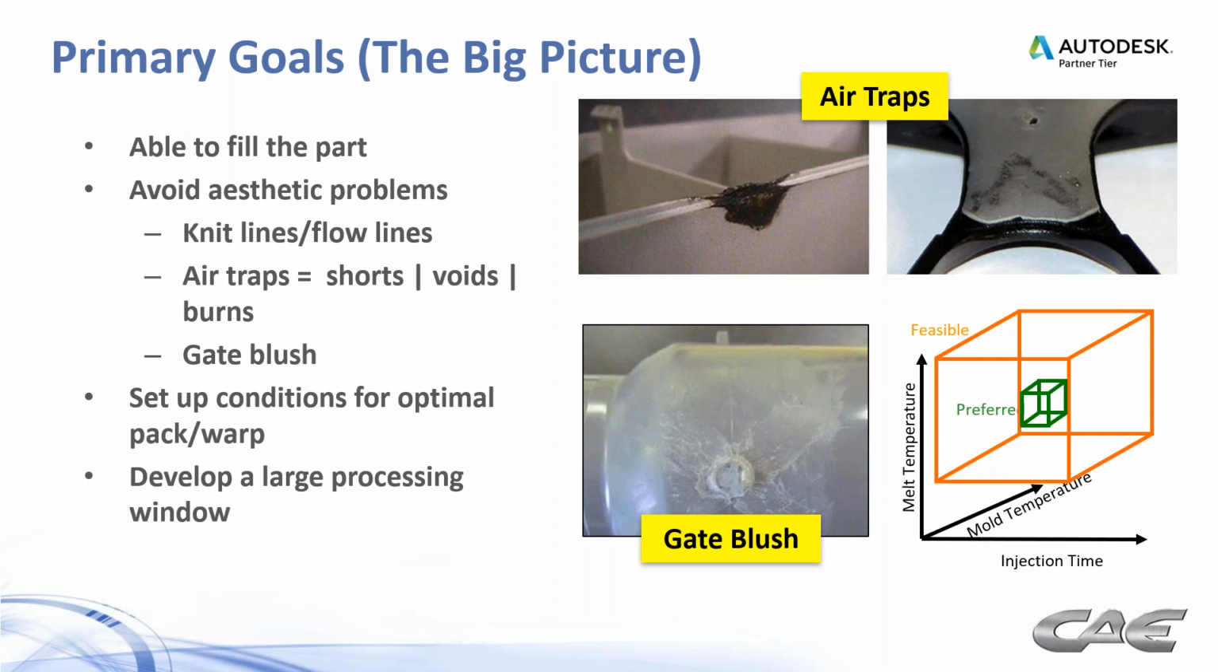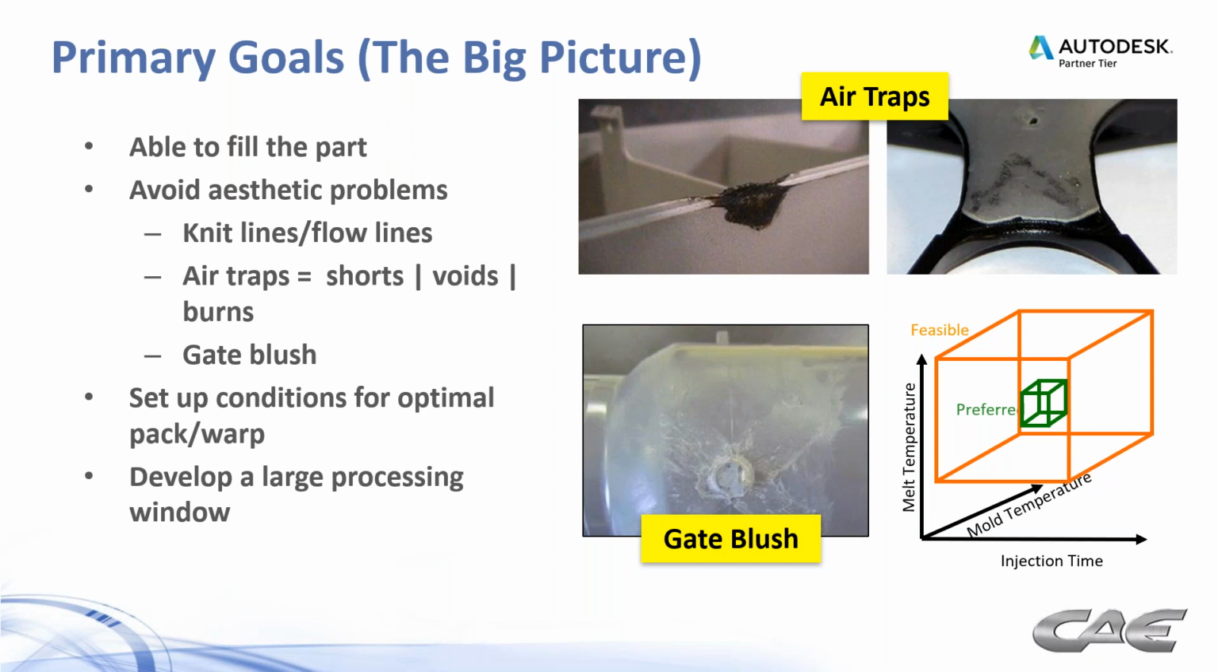Other goals, we want to avoid aesthetic problems in many situations. Not all situations require this, but in many cases that is true. We want to avoid knit lines or flow lines. We want to avoid air traps, which can cause shorts, voids, or burns. And we want to avoid gate blush. Those are three of the most common aesthetic problems that we encounter in the injection molding process.